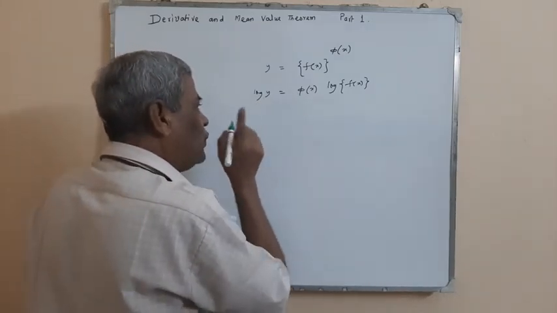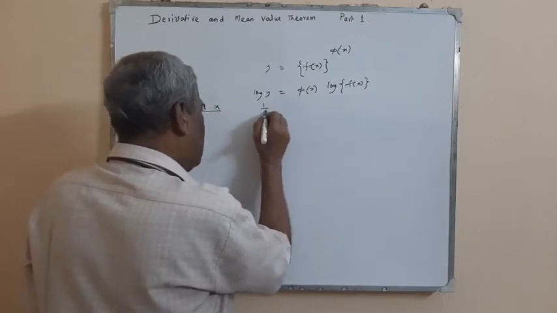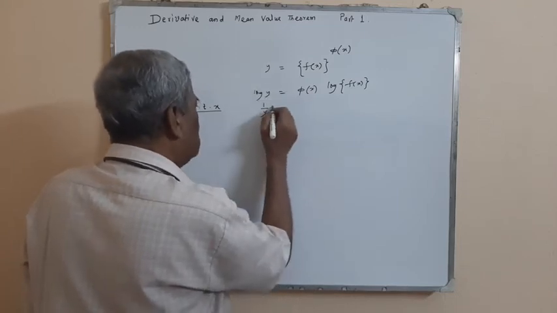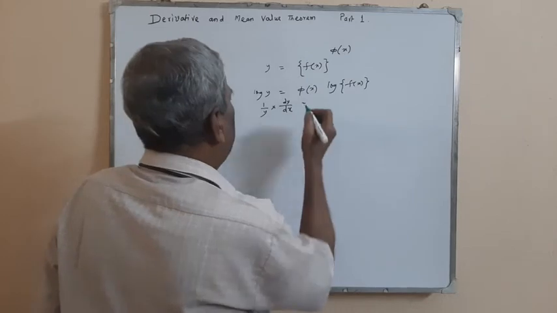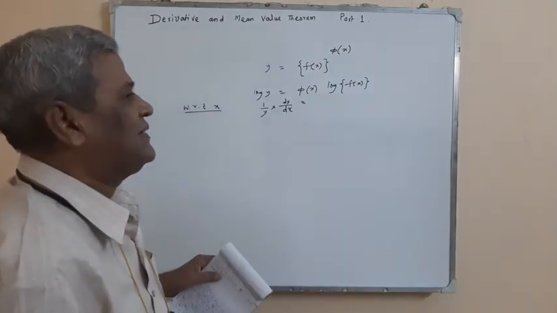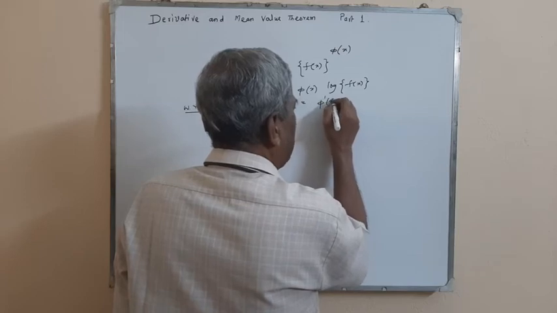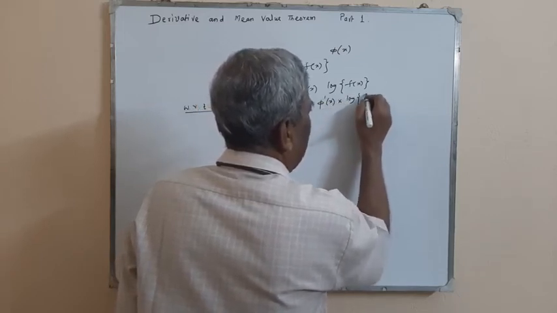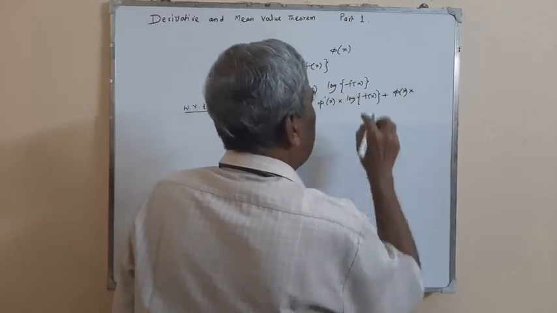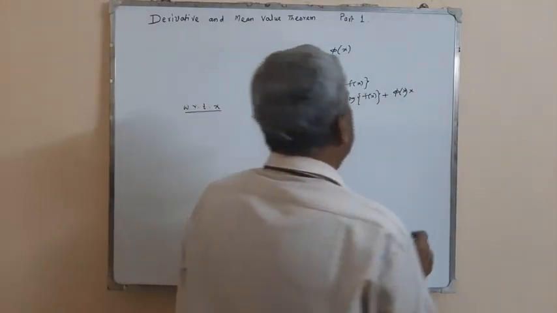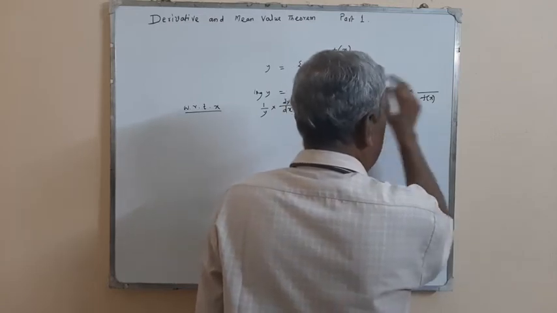But derivative of log y with respect to x, it is 1 by y into dy dx, is equal to, now it is product of two factors, so its derivative is derivative of the first factor phi dash x into second function intact plus first function into derivative of the second part. It is again basically a log function, so its derivative is 1 by f x into derivative of f x, that is f dash x.